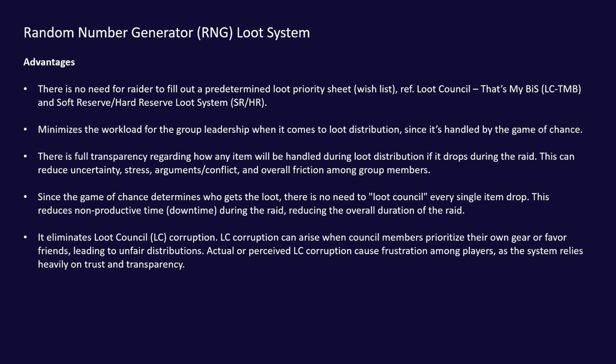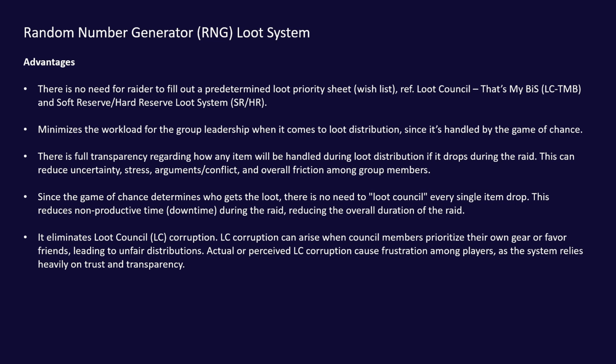So, advantages. There's no need for raiders to fill out a predetermined loot priority sheet, called a wish list, ahead of time, which, for example, you do with a loot council, that's my BIS, LCTMB, or a soft reserve, hard reserve loot system, SR/HR. And it minimizes the workload for the group leadership when it comes to loot distribution, just because it's handled by a game of chance. So there's nothing to track. There's no, like in GDKP, tracking who is bidding for what, who is winning and trading, and there's a pot, and there's a split for performance, and all that stuff. There's none of that with this system.